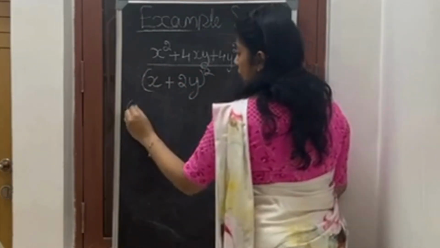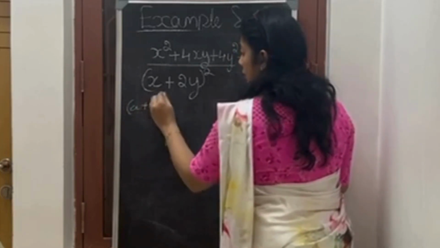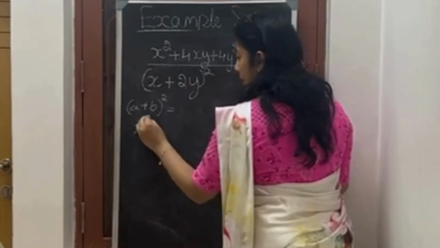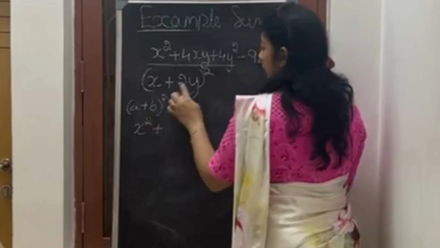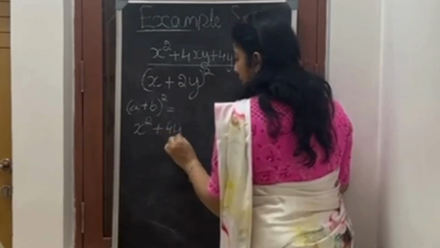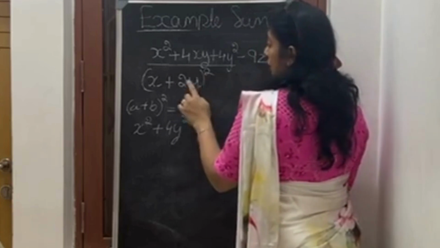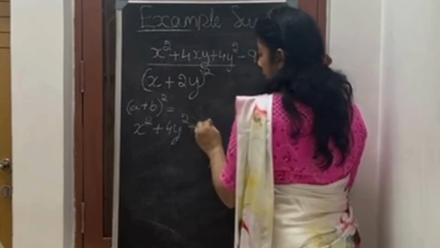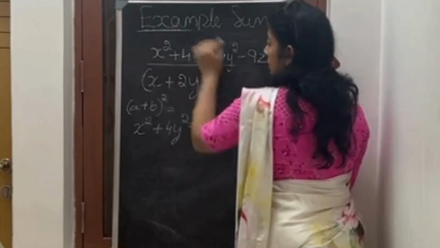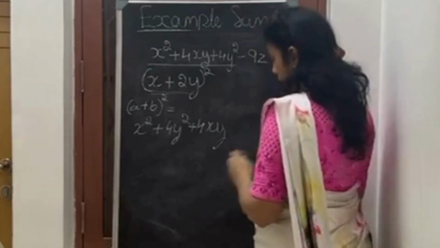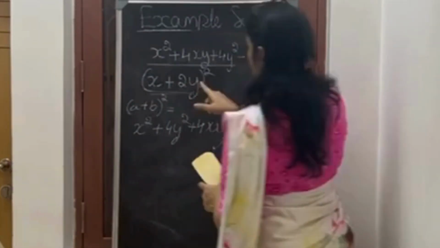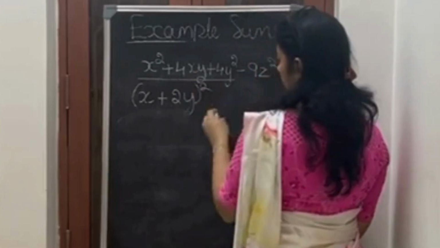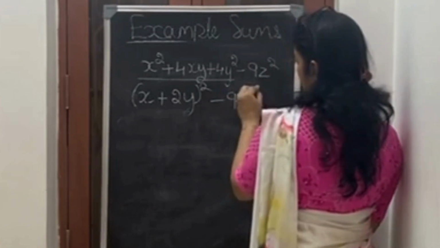If I do this whole square, what will I get? A plus b the whole square, what is it? It is a squared plus 2ab plus b squared. So this is a and this is b for me. So a squared is x squared, plus b squared, that is 4y squared. Then 2ab, that is 2 into 2 is 4, 4xy. Correct? So this term is done. So by using this, I got x plus 2y the whole square. I get the first three terms, a perfect trinomial. Minus 9z squared.